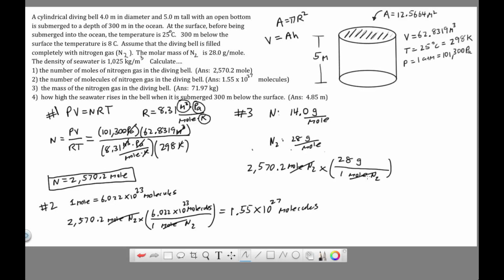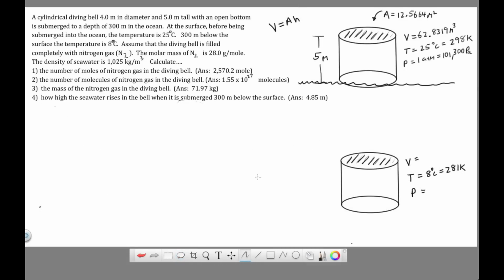So moles cancel out, and this gives us an answer of 71,966 grams of N2, which in kilograms would be 71.97, we'll say. 71.97 kilograms. Or you could just leave it in grams. Okay, so that's the first 3 questions. Now on to the fourth question, which is the trickiest part.